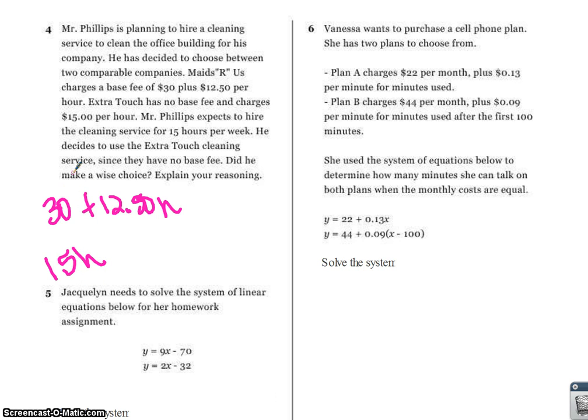Okay, so once again, you're going to go to y1. And you're going to put the first equation, 30 plus 12.5x. You're going to go to y2 and put 15x. Second, you could go second table, or you could do second calc 5 and see when they're the same. I would probably go second graph, pull up my table, go to where x is 15 because he plans on it being 15. Which one is cheaper? Looks to me like y1 is cheaper, which is Maids R Us, and he used Extra Touch. So did he make a good choice? No. Okay. I looked at my table for this one.